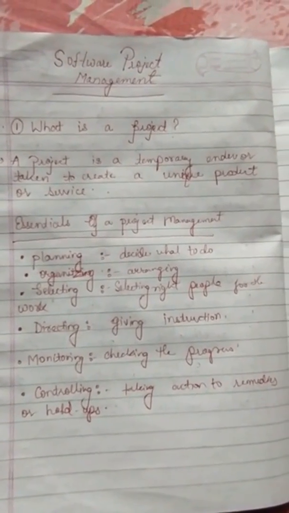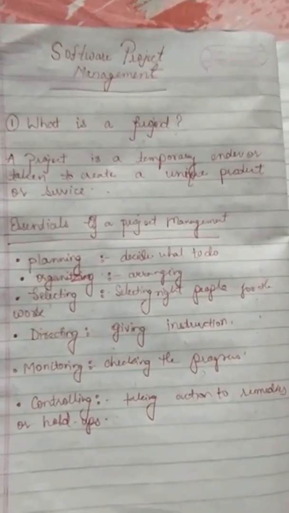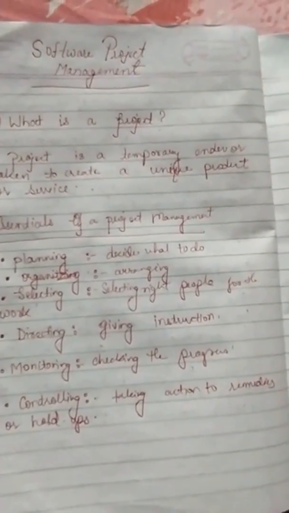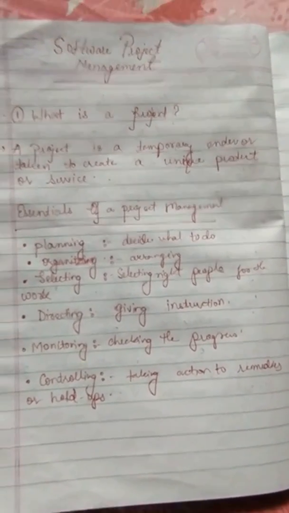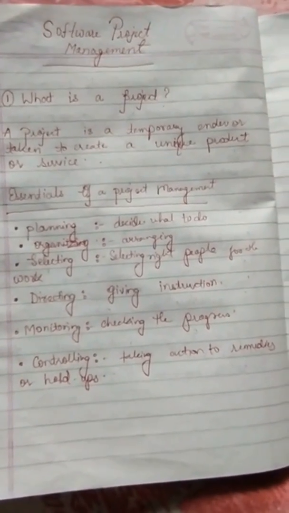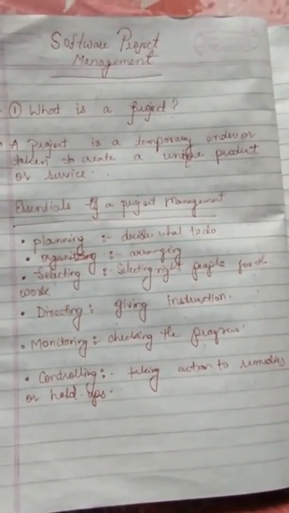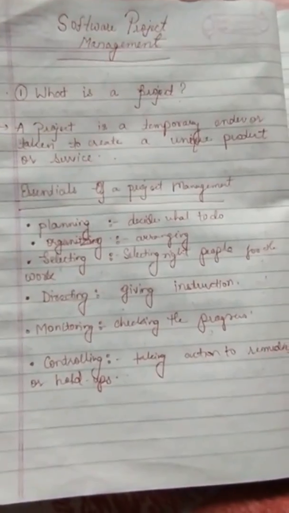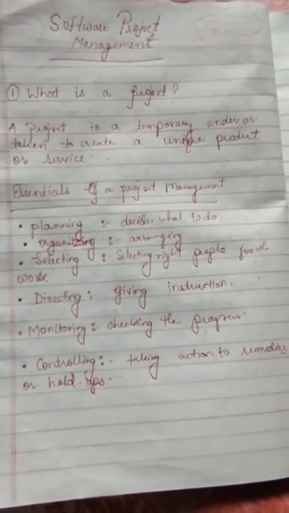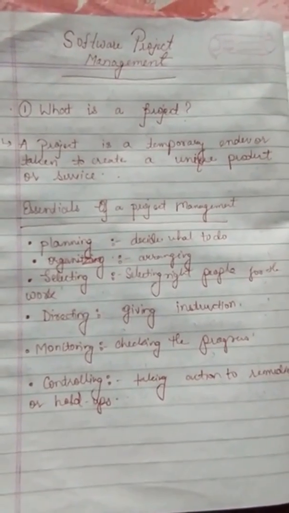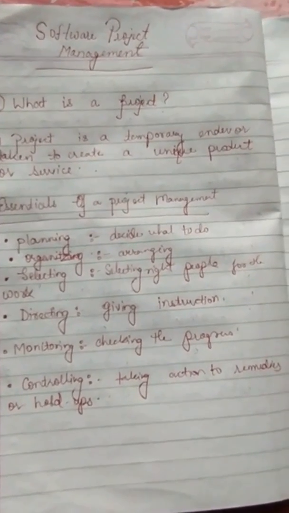So before starting, I would like to give a short introduction of this. Software project management is a branch of project management, which is studied by those pursuing a Bachelor of Computer Applications, a BTech in CSE, or a Master of Computer Applications. This paper is taught in semester 3 or semester 4 of your academics. So today we start with a short introduction to software project management.